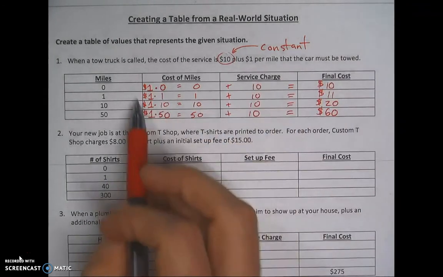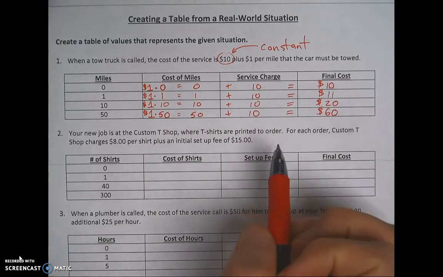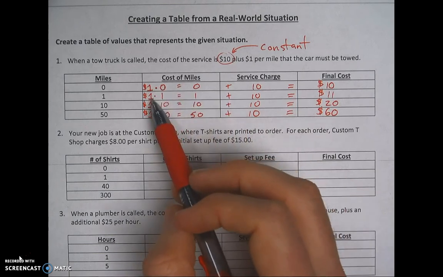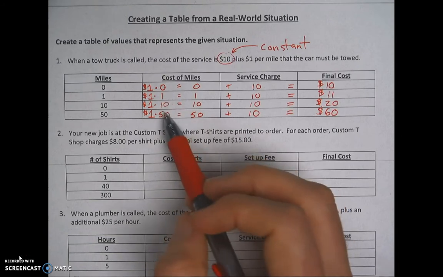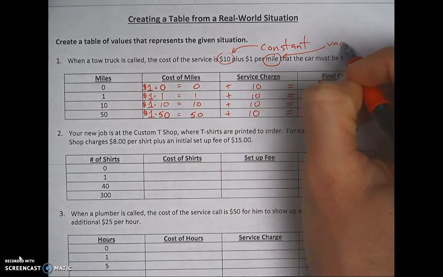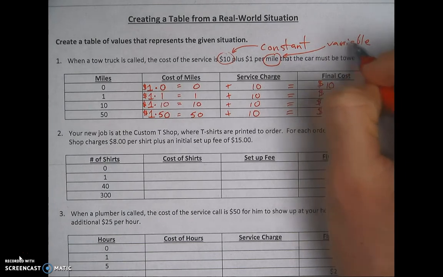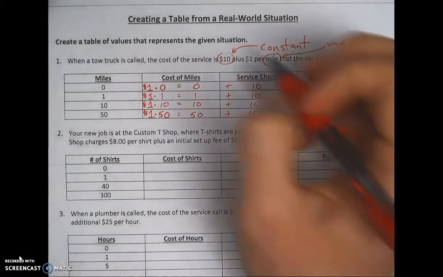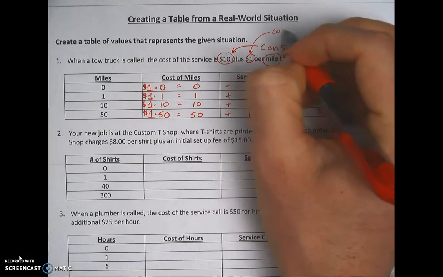So if you take a look at this equation that we've built, it's this plus this equals this. Service charge never changes, so it's called a constant. This $1 never changes, but the actual number of miles is what changes. So the miles is called the variable because it varies. I spelled that wrong, one R in variable. And this $1 is what goes in front of our variable. It's getting multiplied, and that's our coefficient.